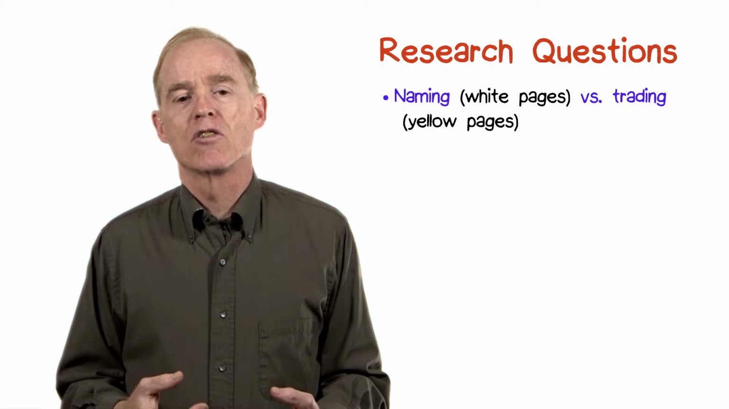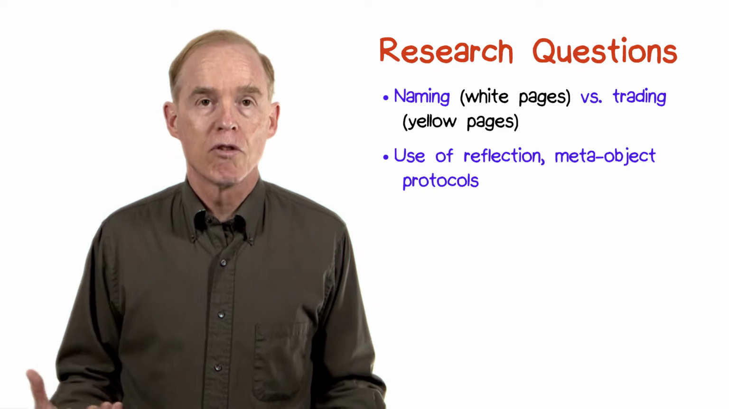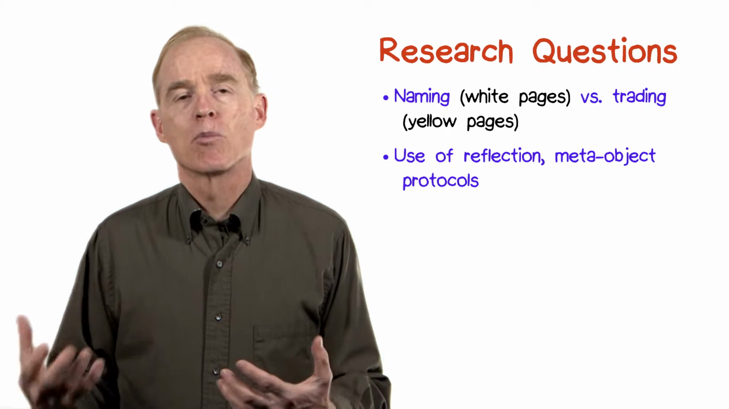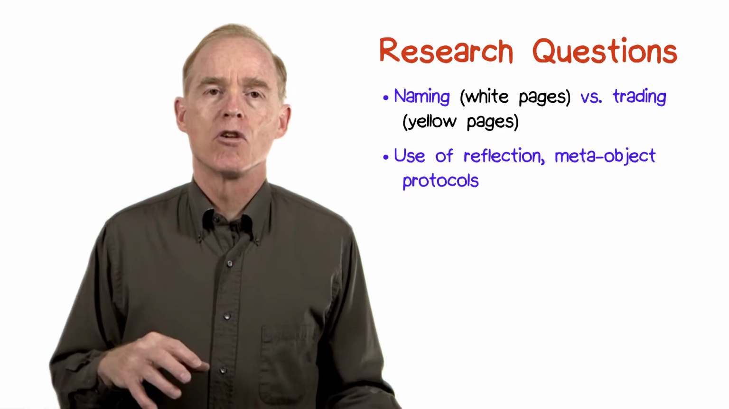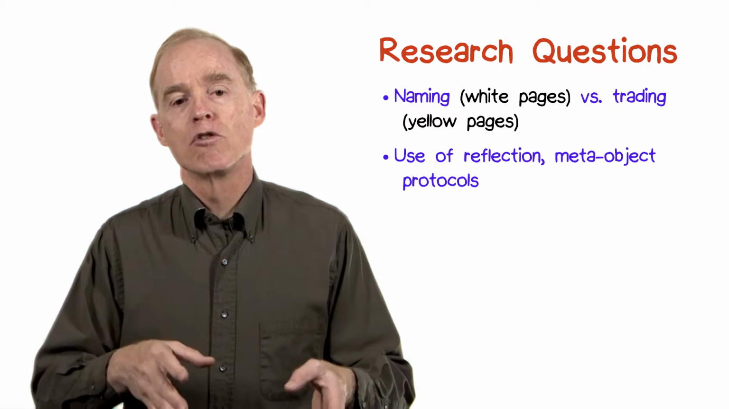Second research question has to do with use of reflection and meta-object protocols. Recall that I mentioned that data can sometimes be self-defining. That is, the data itself reflects or represents its own structure. The same thing can hold with respect to programs. That is, programs knowing what kind of services they provide, even knowing how they deal with non-functional considerations, how many transactions they can provide in a given unit of time, and so on.